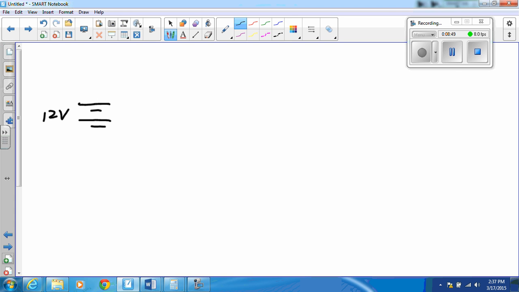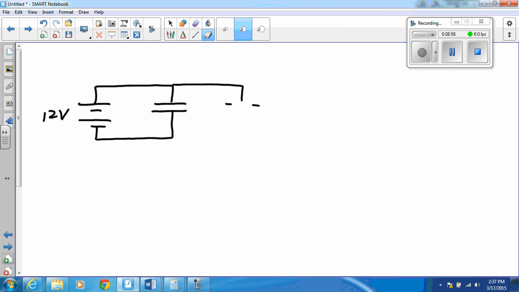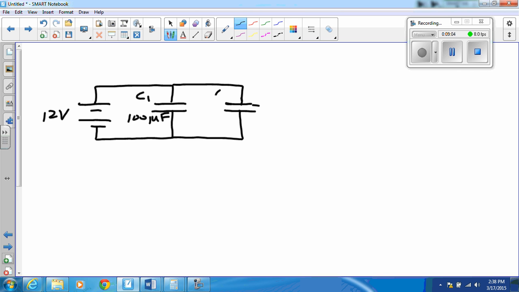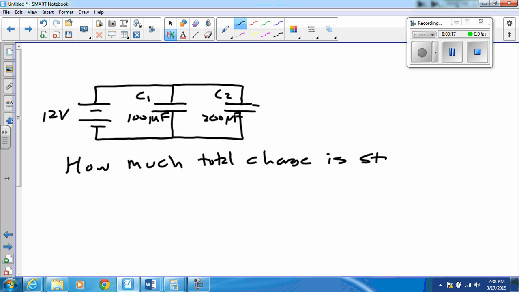Suppose that I've got a 12-volt power supply, and I'm going to put it in connection with two capacitors in parallel: a 100 microfarad capacitor, C1, and a 200 microfarad capacitor, C2. And now I'm going to ask a simple question: how much total charge is stored between these?